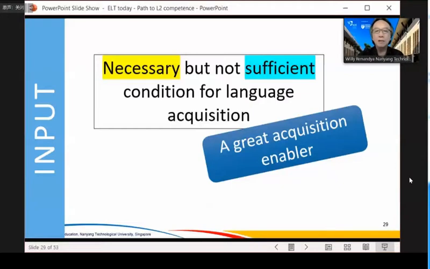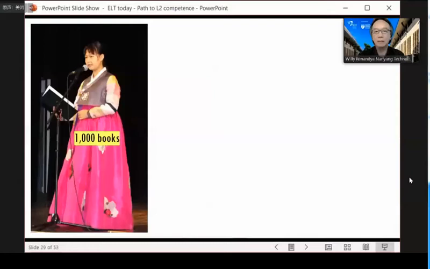And to me, input is a great acquisition enabler. It will take the students all the way to mid or intermediate level of proficiency. If you want them to go higher, then this is where explicit, systematic teaching of the language and of the discourse structures becomes very, very important.